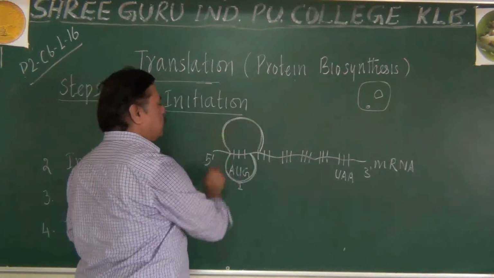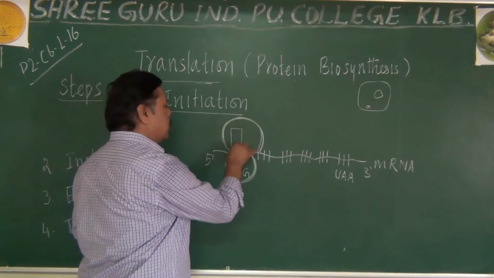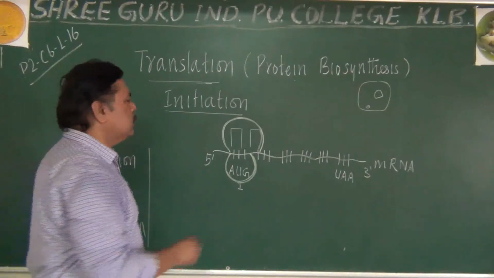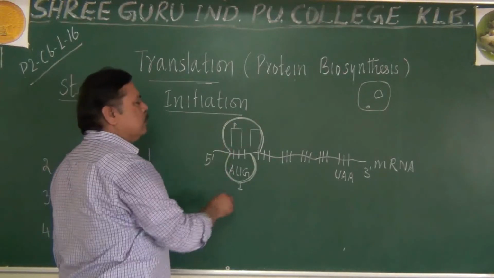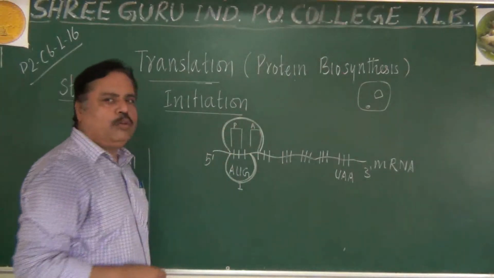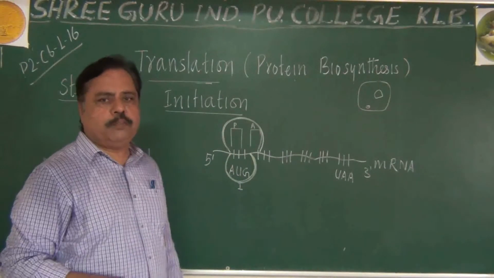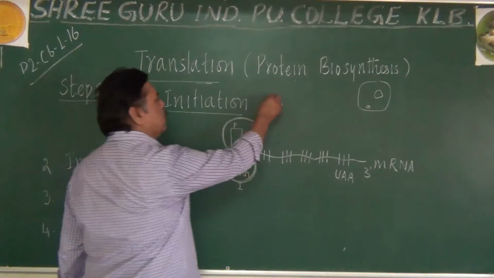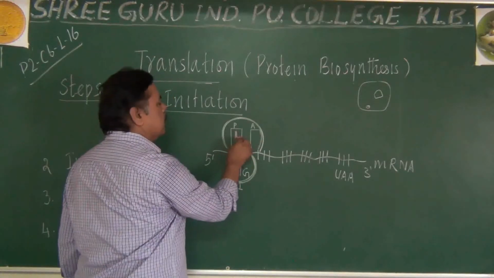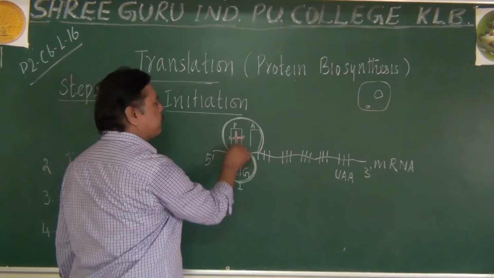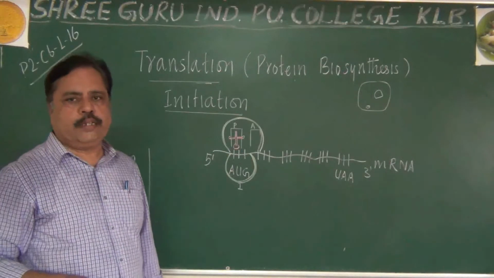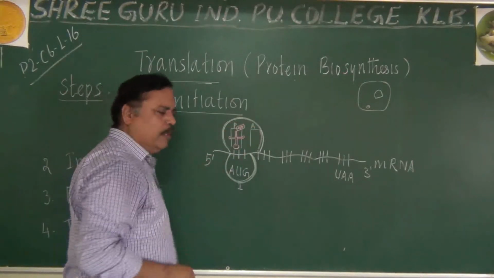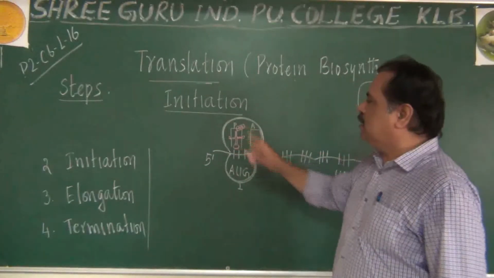Remember, already I told you one point. The larger subunit has two windows in it. One is called the P site, otherwise the P window. Another one is called the A window. Now, a very interesting point: the P window will receive the tRNA containing methionine. The first tRNA will bring the methionine amino acid and join here.